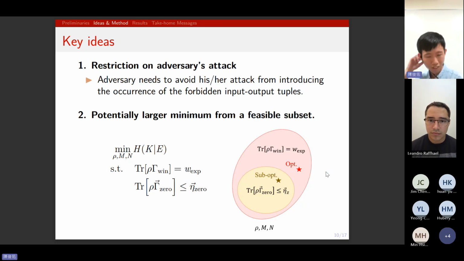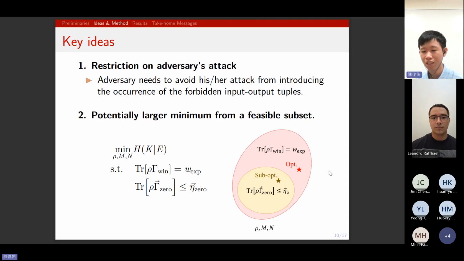Okay, I think for the ideal case, if we consider eta equal to zero, then we can just think of the adversary as only being able to perform some attack which would not introduce the probability of the forbidden input-output tuple. So it somehow limits the attack the adversary can perform. Is this reason enough? Can you explain it again?